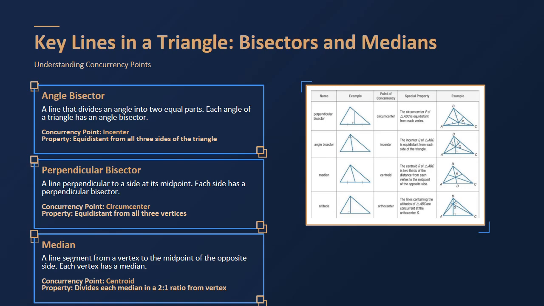Perpendicular bisector: a line perpendicular to the side at its midpoint. Each side has a perpendicular bisector. Concurrency point: circumcenter. Property: equidistant from all three vertices. Median: a line segment from a vertex to the midpoint of the opposite side. Each vertex has a median. Concurrency point: centroid. Property: divides each median in a 2:1 ratio from the vertex.